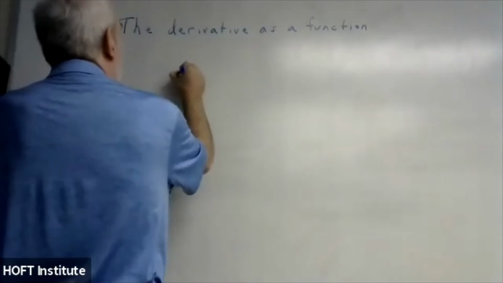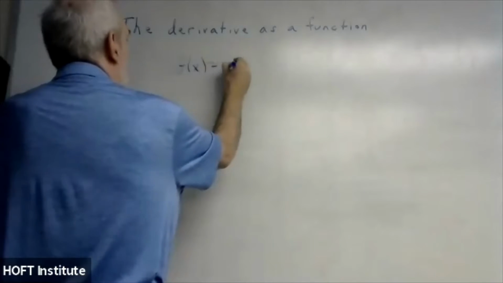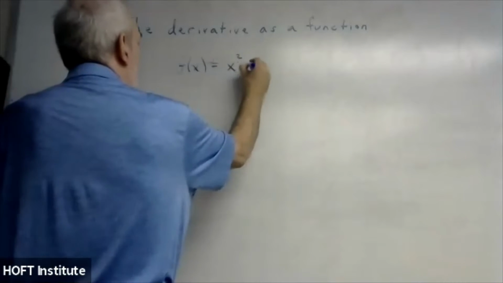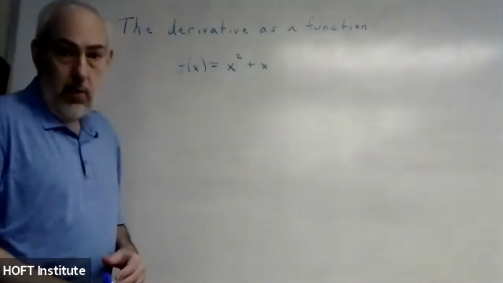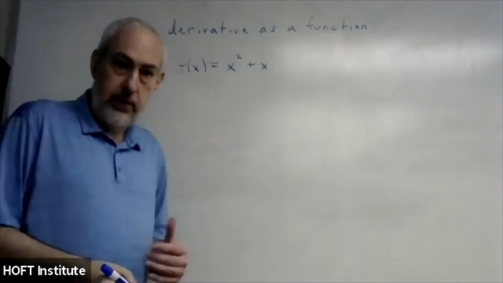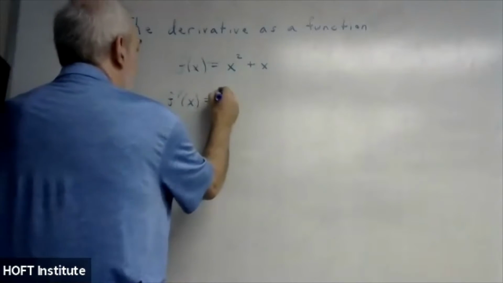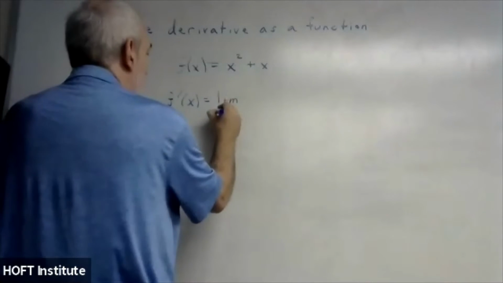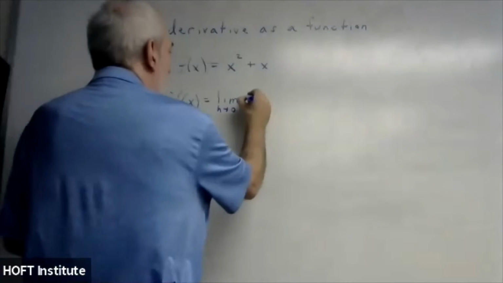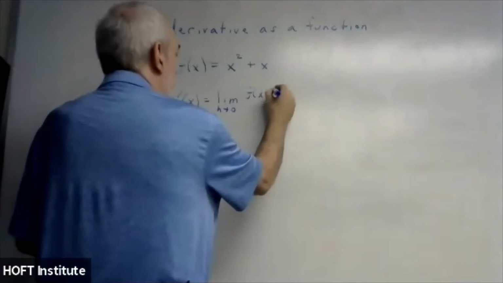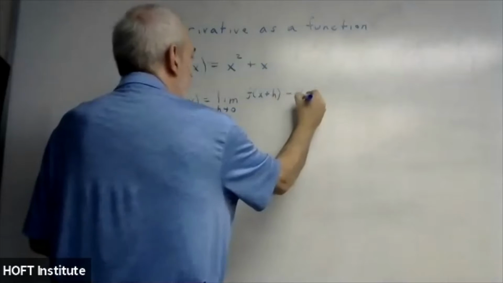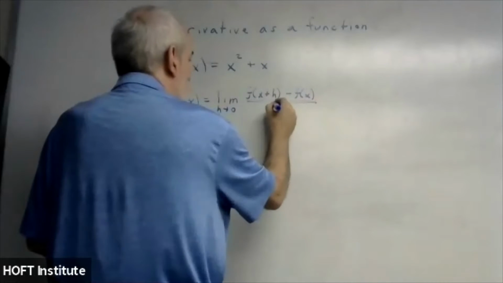Let's say we're given the function f of x equals x squared plus x, and I want to find the derivative using the definition. Okay, so the derivative with respect to x is the limit as h approaches 0 of f of x plus h minus f of x all over h.